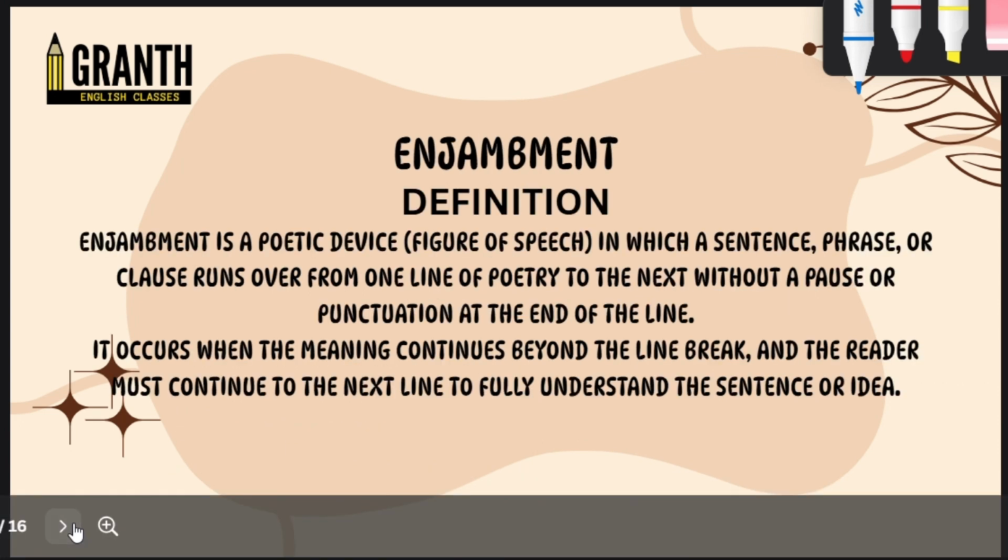Now we'll start with enjambment. What exactly is enjambment? With the examples and more details we will discuss. Enjambment is a poetic device, that is a figure of speech, in which a sentence or phrase or clause runs over from one line of the poetry to the next without a pause or punctuation.